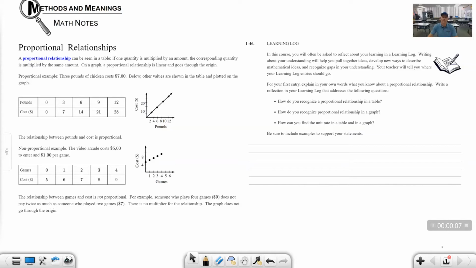This is problem 1-46, the learning log. A learning log is a place where you can record some of the things that you are learning as we go through this. Now this is intended to preview what is coming.